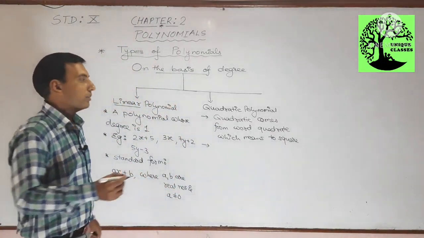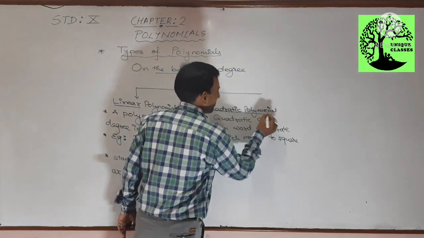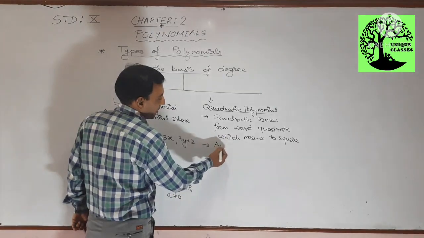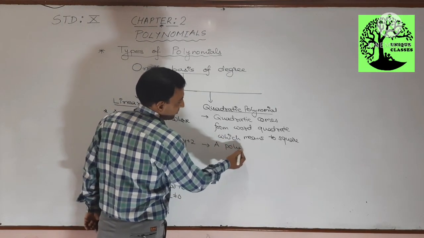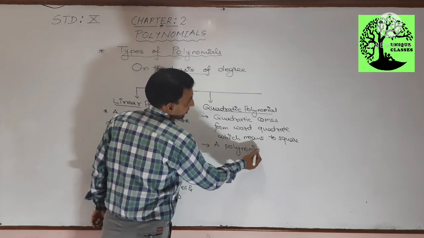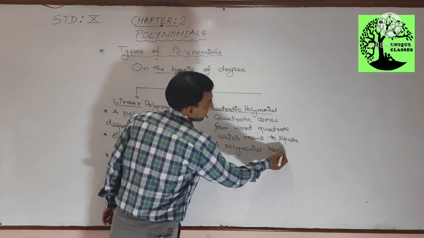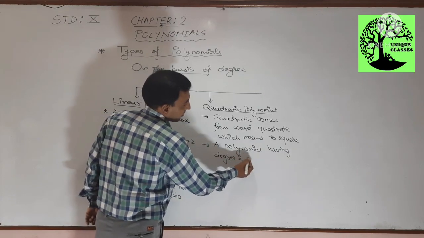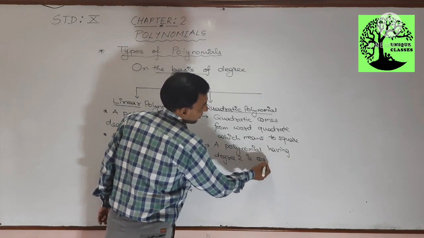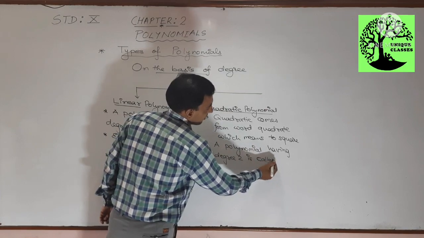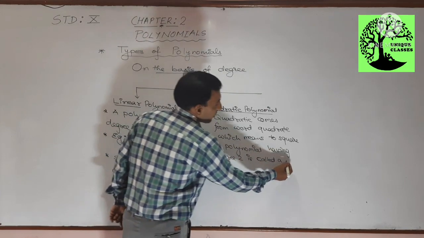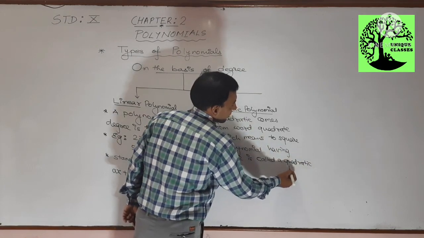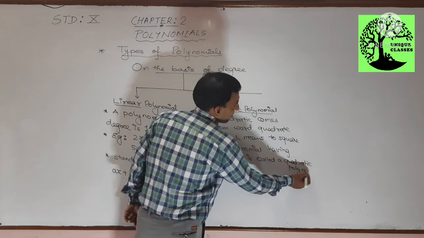Now, what do you mean by a quadratic polynomial? Definition. We can define the quadratic polynomial in this manner: a polynomial having degree 2 is called a quadratic polynomial. Correct, student? So, degree should be what? 2.